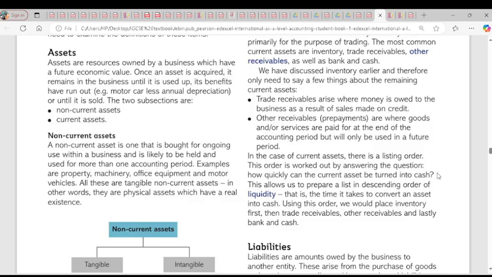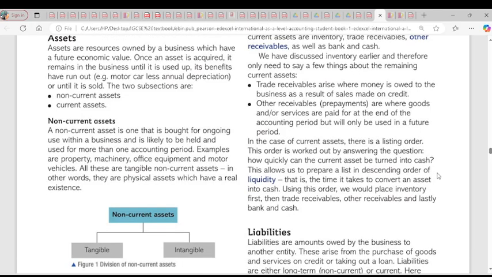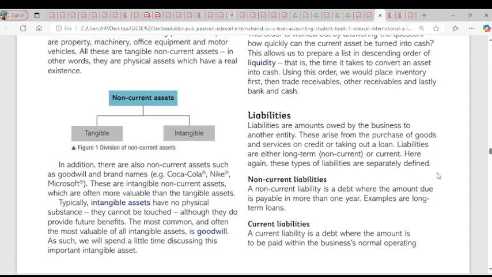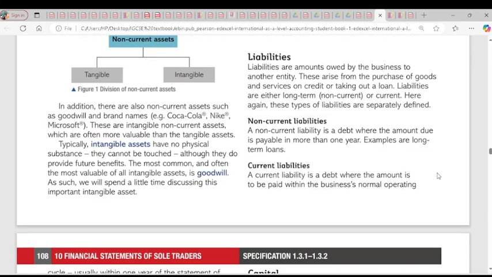Then I told you about liquidity. Liquidity simply means the ease at which resources or assets can be turned to cash. The ease at which resources can be turned to cash. That's liquidity. So that's the main reason why we have current assets anyway. So we go to non-current assets. Non-current assets are expected to last for more than a year.